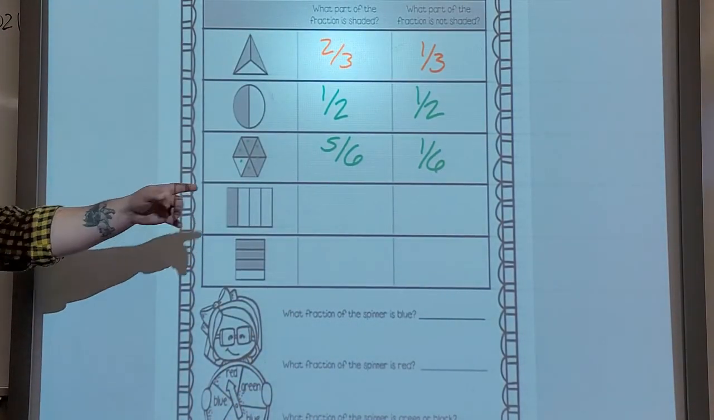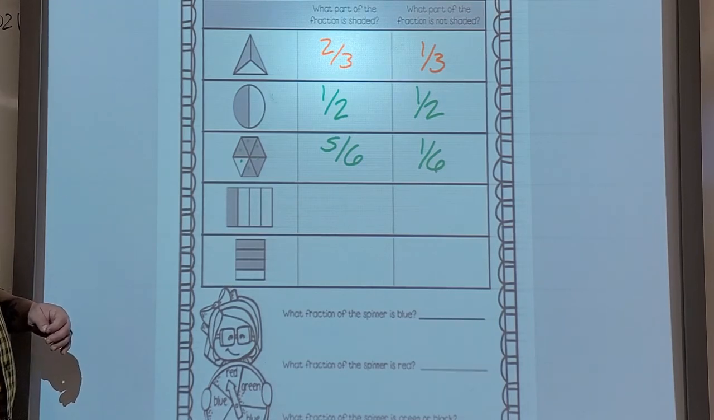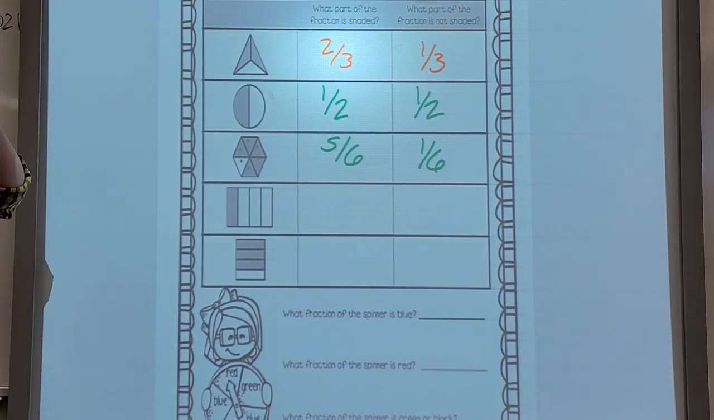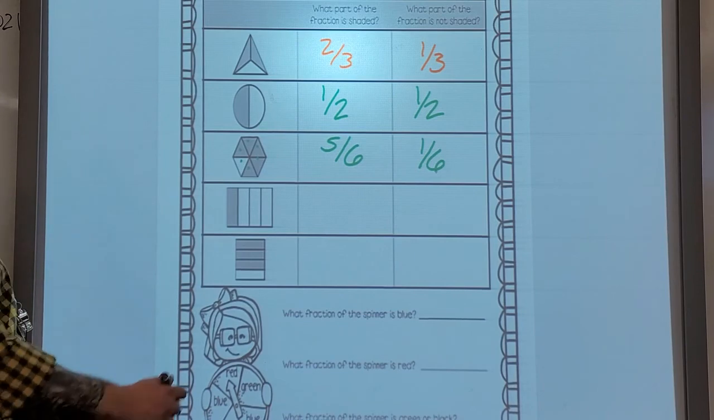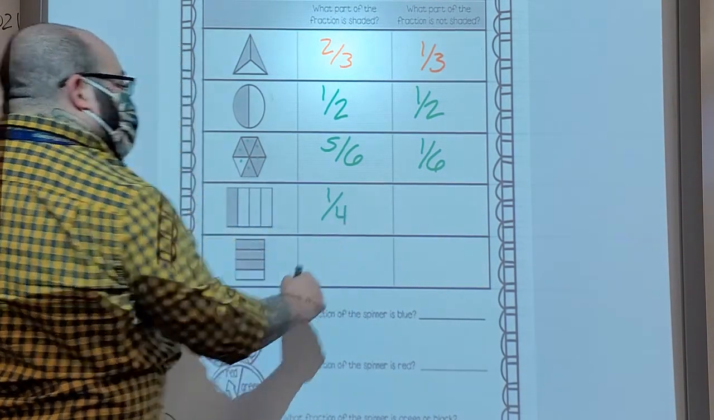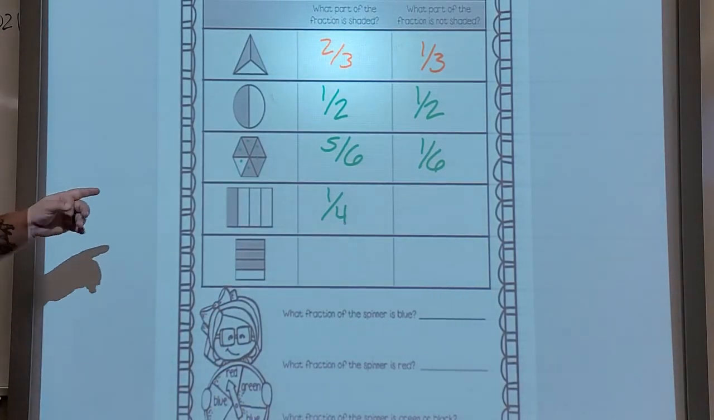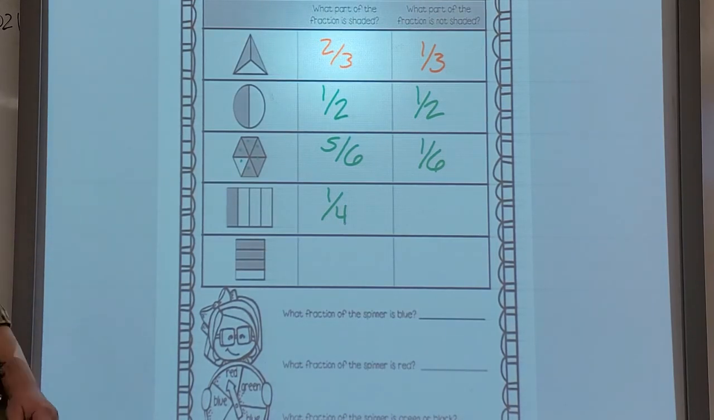Okay, what about this one here, Nick? What part is shaded? Say it again. 1 out of how many? 1 out of 4, or 1/4. Exactly. Now, how many are unshaded? Aiden. 3 out of 4.